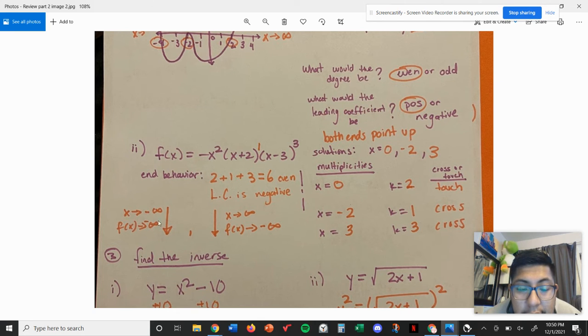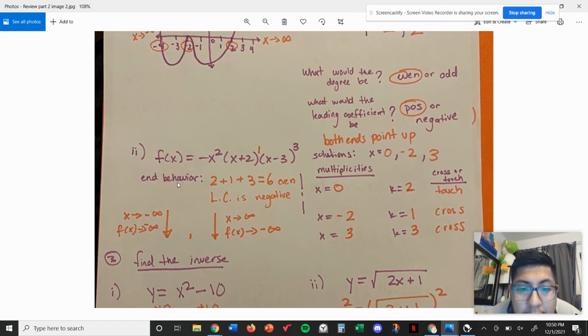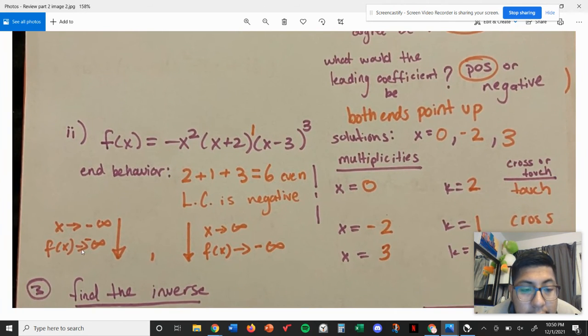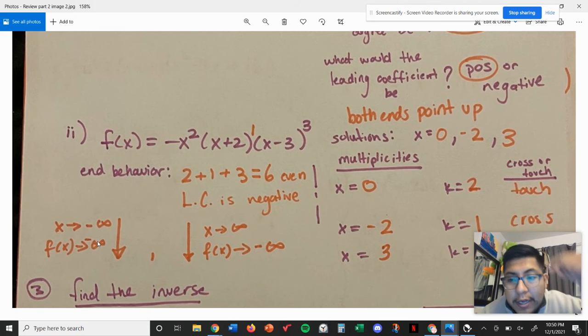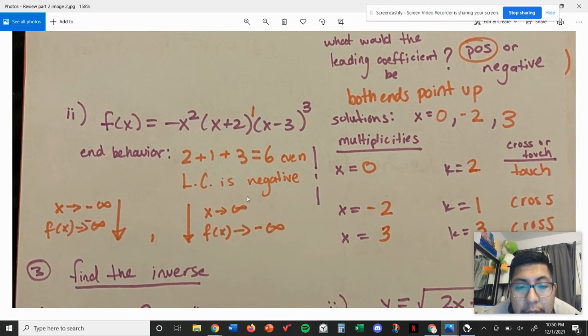For the notations, again, the left side will always have x going to negative infinity, like this picture up here. Let me zoom in a little bit more, sorry. And then the f of x goes to negative infinity because it's going down. And then over here on the right side, positive infinity for x, like here, and then f of x goes to negative infinity because it's pointing down, so it's down, down.